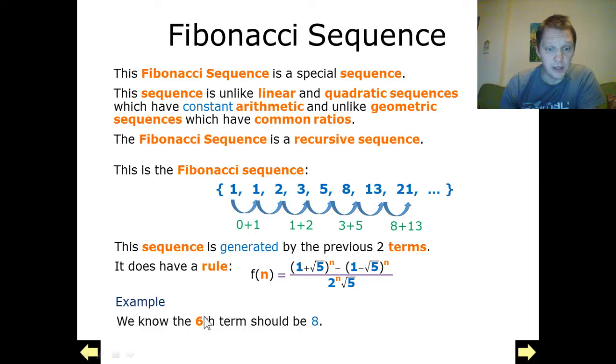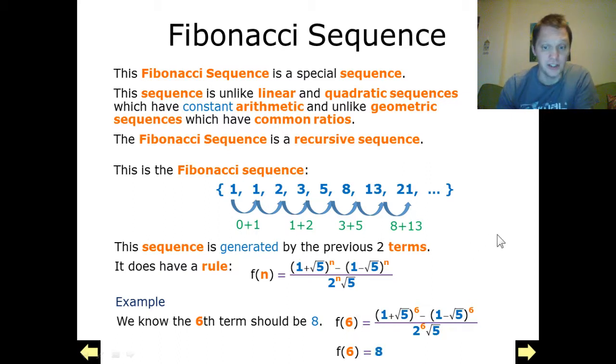So let's say that we're looking for the sixth term. Everywhere that we've got an n, we'll replace that with 6. And we know it should be 8 because 1, 2, 3, 4, 5, 6. We know the sixth term should be 8. So by replacing n with 6, looking to solve my sixth term, it does certainly equal 8. If I pull this out on a calculator, it certainly does equal 8.